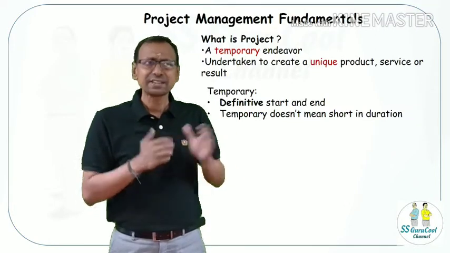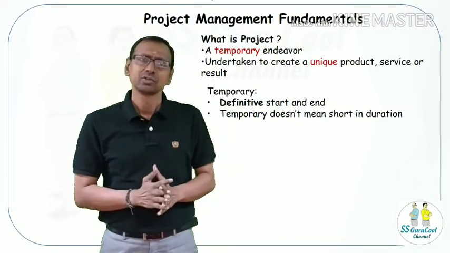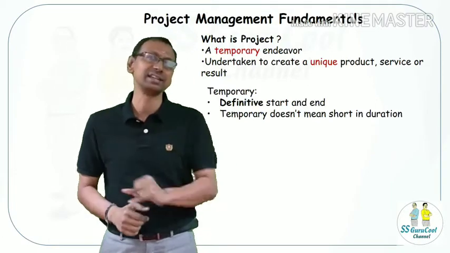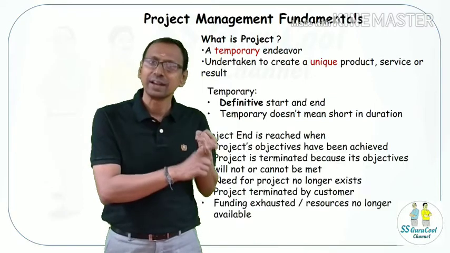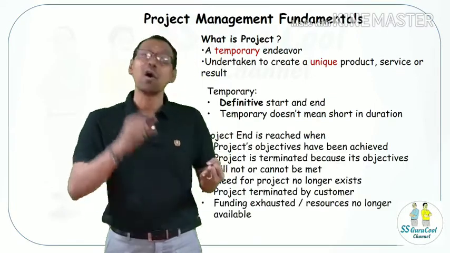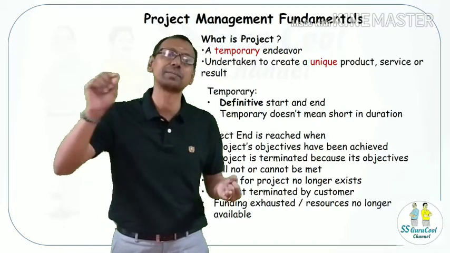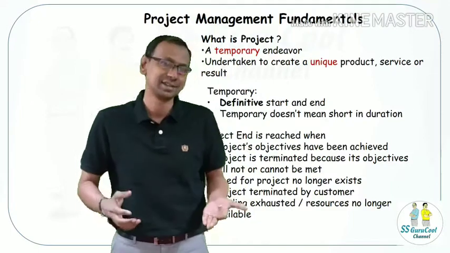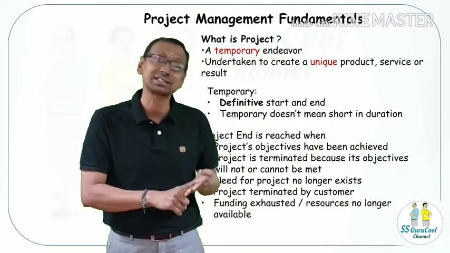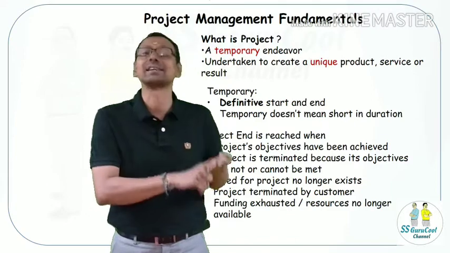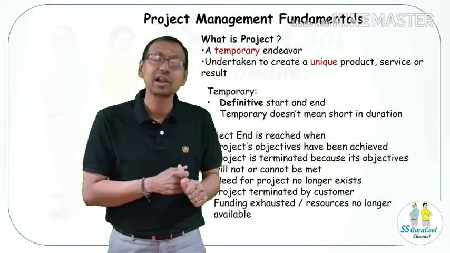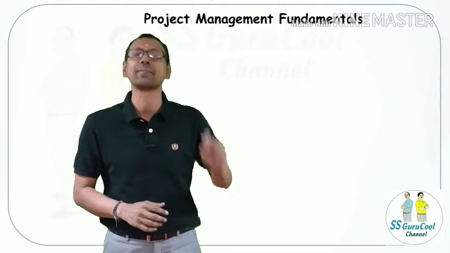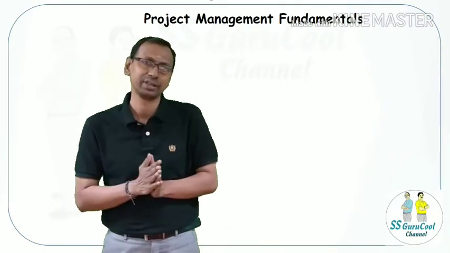Now, if there is a definitive start and a definitive end, when is the project end reached? Number one, when the project's objectives are accomplished. Two, when you know for sure the objectives cannot be accomplished. Three, the need for the project itself no longer exists. Four, the stakeholders or customer have cancelled the project. Fifth, there is no funding or resources available. So these are five possible situations in which a project end can be reached.